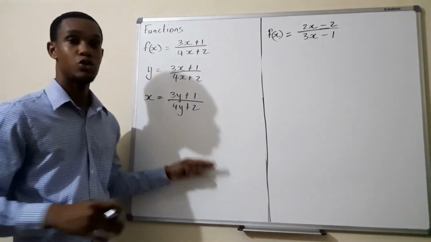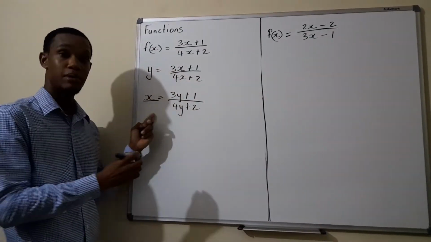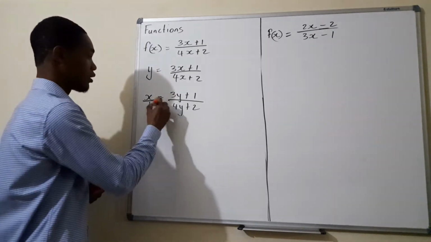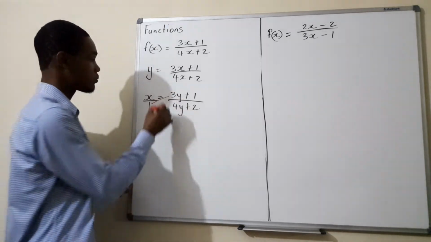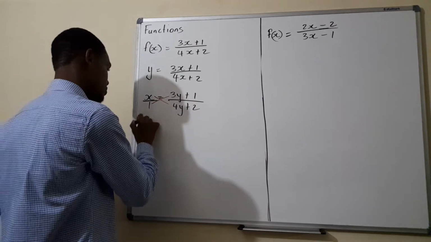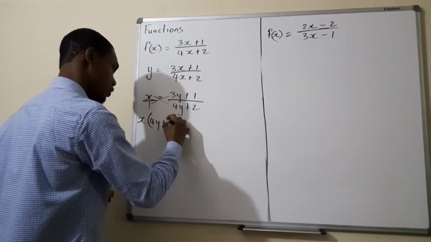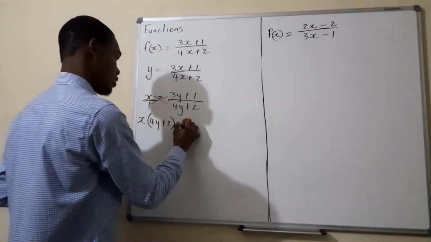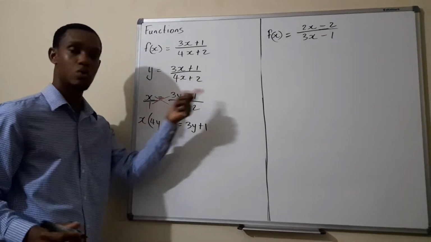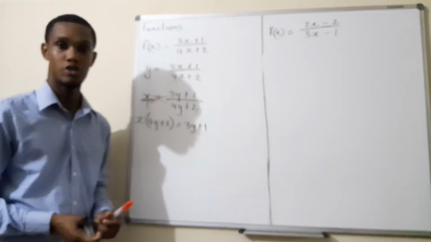Now when you get to this part, you'll cross multiply. So you can put an imaginary one under this and cross multiply. So when you're going to cross multiply, it will be this denominator times that numerator, and this numerator times that denominator. So it will be x, open bracket, all of what's underneath here, so that's 4y plus 2, close bracket, is equal to 3y plus 1. Because 1 times anything gives you what? The same thing.